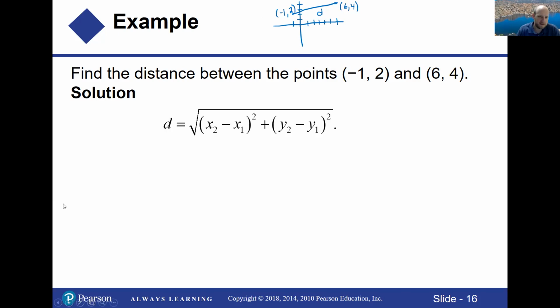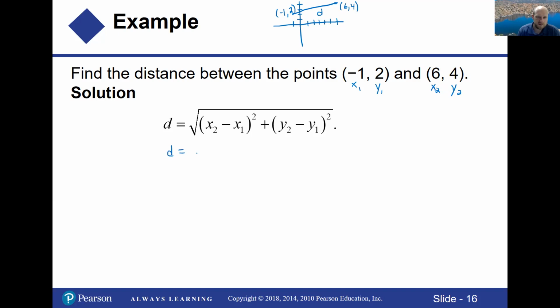So I already have copied the formula down. Now the important thing is we have to label these points first. So this is an X point, this is a Y point. Let's label this as my first X point, this is my first Y point. So we do X sub 1, Y sub 1. And then x sub 2, y sub 2. So these are my second x and y points.